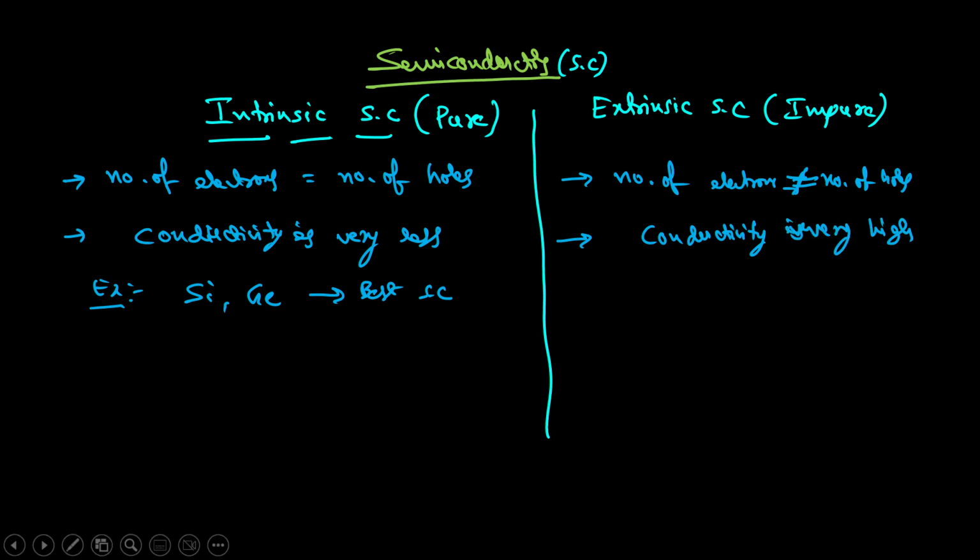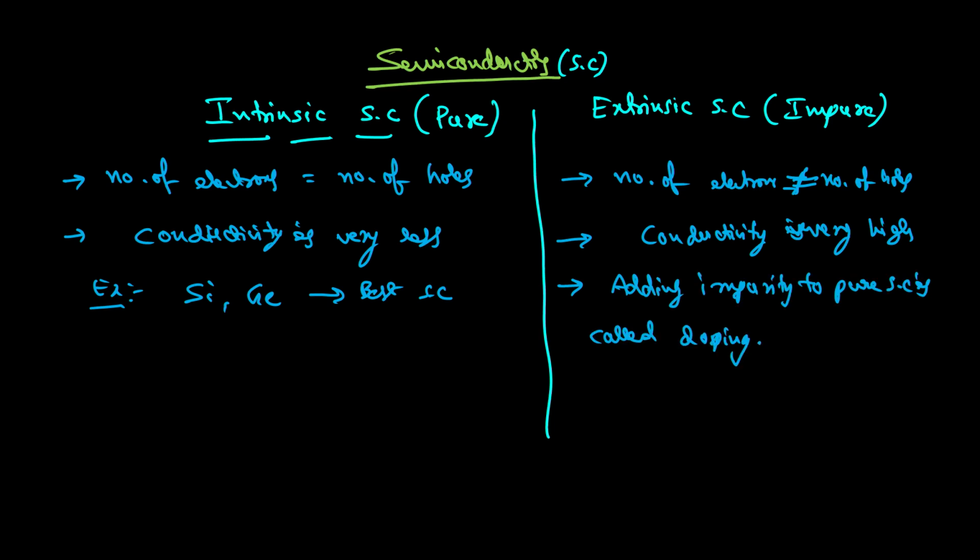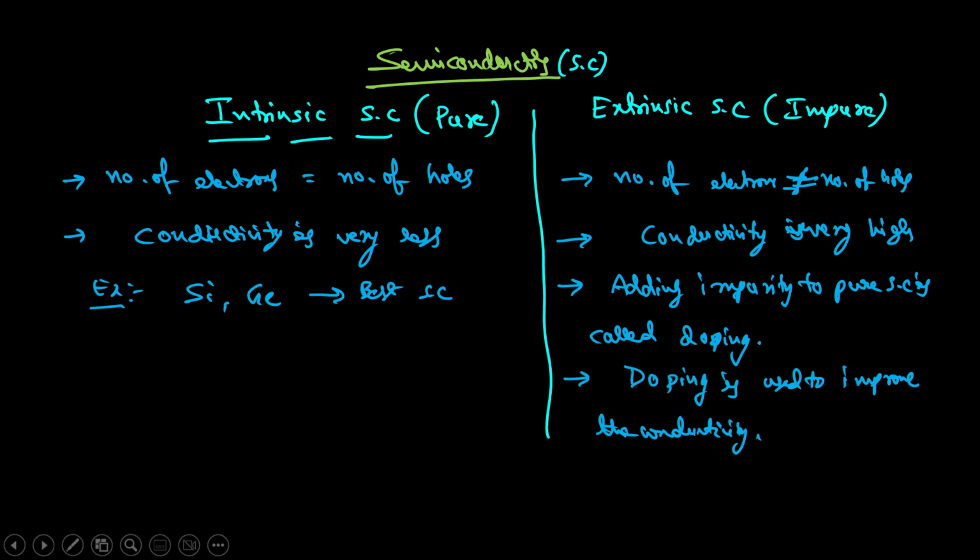These types of semiconductors are formed by adding impurity. Adding impurity to a pure semiconductor is called doping. This point is important here. The doping process is used to improve the conductivity. So after the doping process, an intrinsic semiconductor becomes an extrinsic semiconductor.